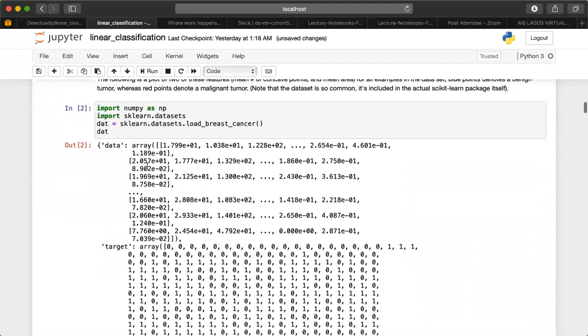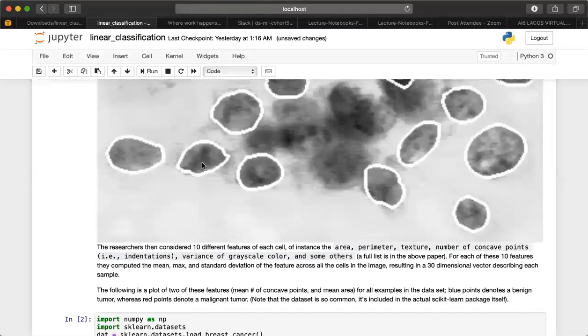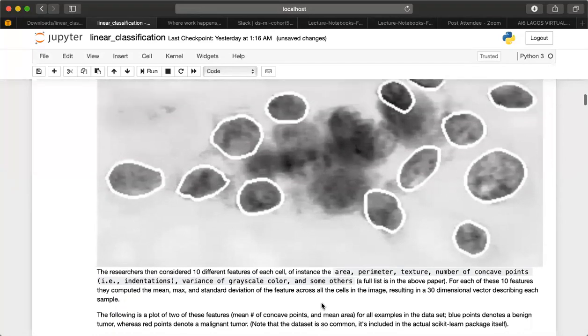So you'd see here that we have the data, right? It's a NumPy array that contains the different values. Look at it as a matrix where the rows are the number of data points, and the columns are the features, right? Then we have the targets, ones and zeros, where I think one represents malignant, right? And zero means benign. I'm not too sure.